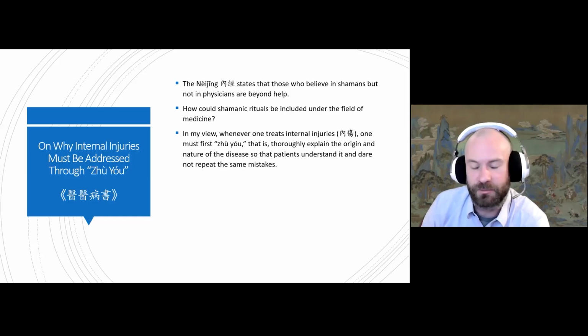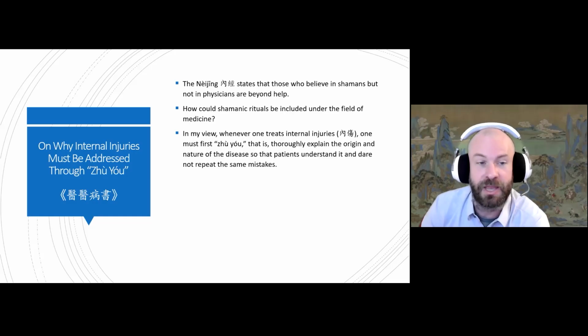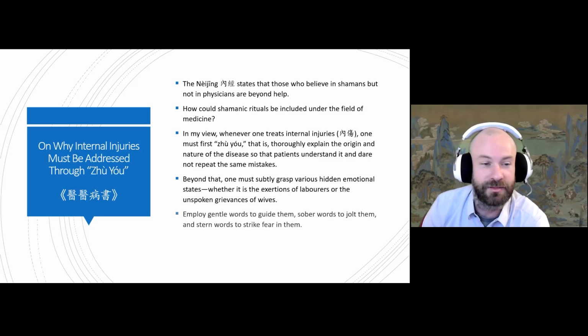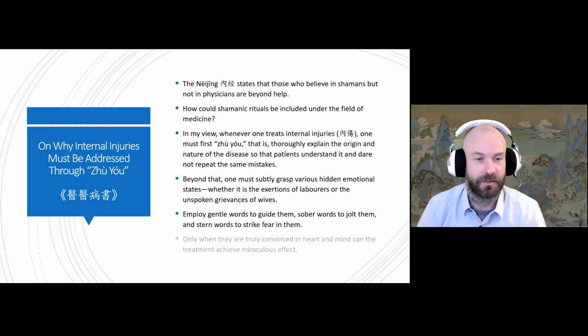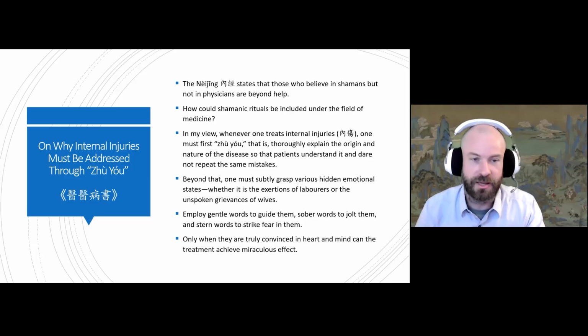But he goes, so Wu Jutong is redefining this term. He goes, so what is Zhu Yo? Zhu Yo is to thoroughly explain the origin and nature of the disease so the patient understands it and dares not repeat the same mistakes. Beyond that, one must grasp the various hidden emotional states, whether it is the exertions of laborers or the unspoken grievances of wives. Employ gentle words to guide them, sober words to jolt them, and stern words to strike fear in them. When they are truly convinced in their heart and mind, can the treatment achieve miraculous effect?